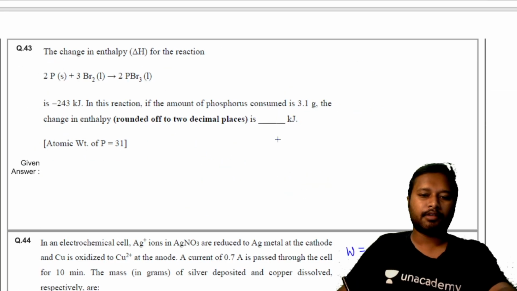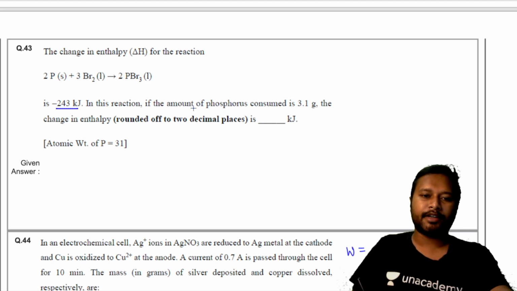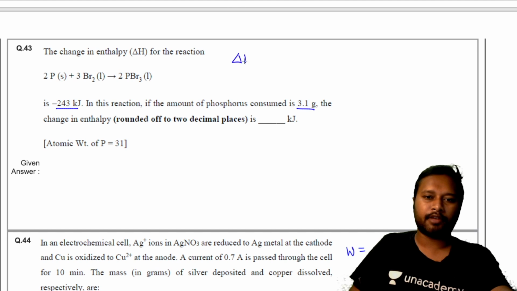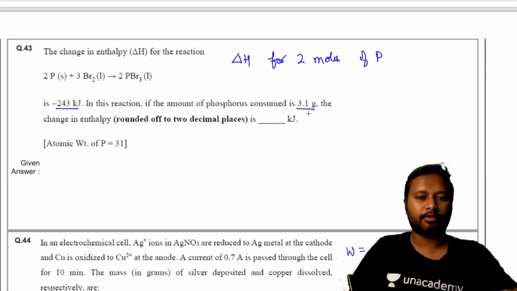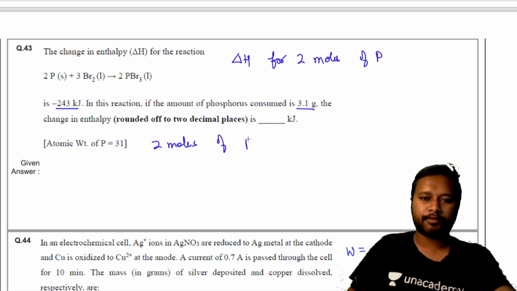All right. The last question for this particular video is here. It says that the change in enthalpy, delta H, of the reaction is being asked. Delta H is given as minus 243 kilojoules, and if the amount of phosphorus consumed is 3.1 grams, they are asking the change in enthalpy. For this you just have to use the stoichiometric relations. Here you are given delta H for 2 moles of phosphorus according to the reaction. So you write down: 2 moles of phosphorus gives delta H as minus 243 kilojoules.